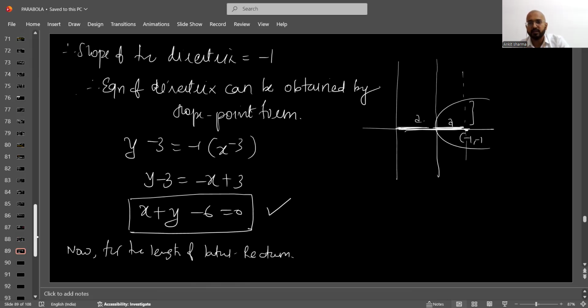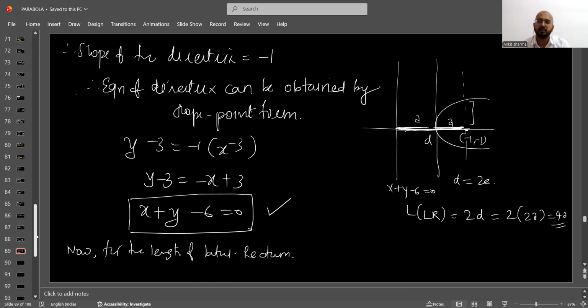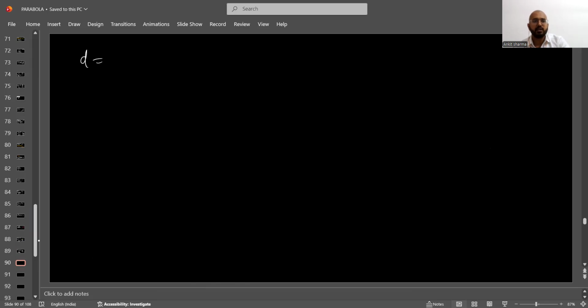So from the point minus 1 comma minus 1 to this line, which is x plus y minus 6 is equal to 0, this is the directrix. If I find this distance d, it is going to be 2A. So the length of latus rectum is going to be 2d, which is 2 times 2A, which is 4A. So it is now enough to find the length d. So d is basically the distance of the point minus 1 comma minus 1 from the line x plus y minus 6 is equal to 0. So please calculate.